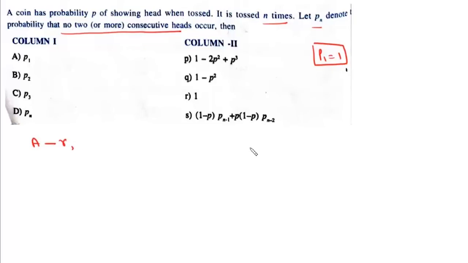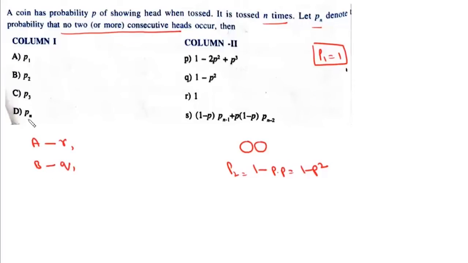Now if we consider P2, in P2 we have two coins tossed. Now we need to find the probability that no two or more consecutive heads occur. Now what we'll do is, in order to find P2, we'll subtract from 1 the case when both of them are heads. Now probability of getting a heads is P, so it will be P into P. So this P2 will be 1 minus P square. So this B, it matches with Q.